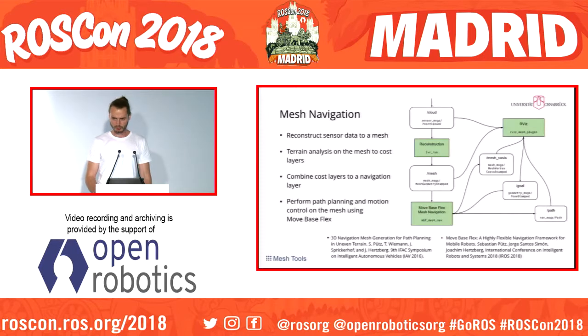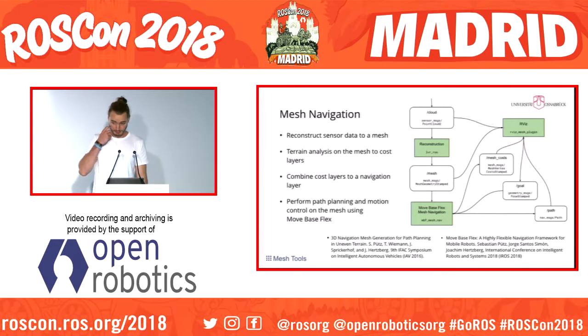Now I want to give you an application. We also work using move_base_flex. So mesh navigation works like this: we first reconstruct a point cloud to a mesh, and then do terrain analysis on that, computing cost layers like height differences, roughness, riskiness, maybe also including some semantic information, and then fusing that together into a navigation layer. And on that, we can perform path planning and even motion control.